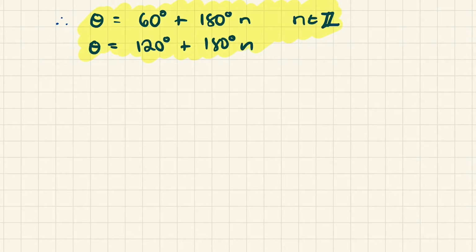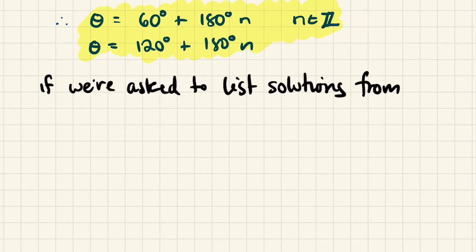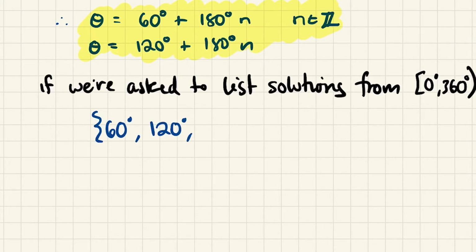Now, what if the question asked to list the solutions from 0 to 360? Well, again, it's not just going to be 60 and 120. So both of those are solutions. However, notice that if we let n equal 1, we're going to get 60 plus 180 degrees, and that's still within 0 to 360. 60 plus 180 is 240.